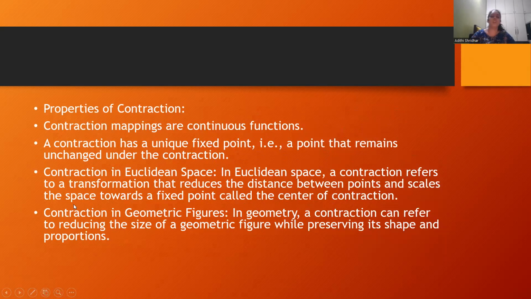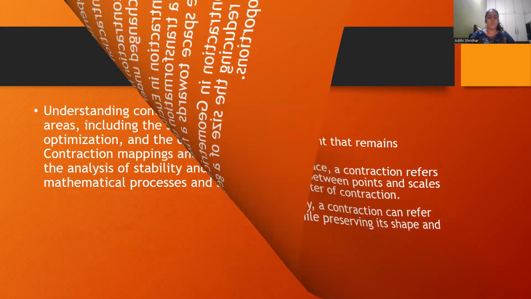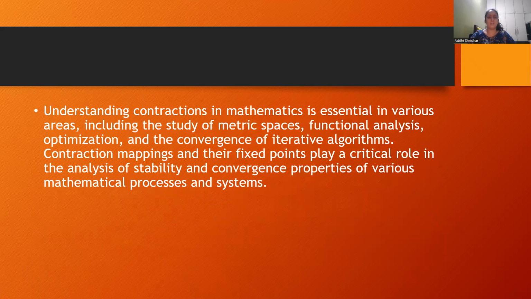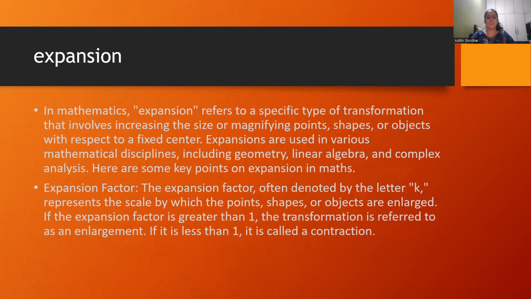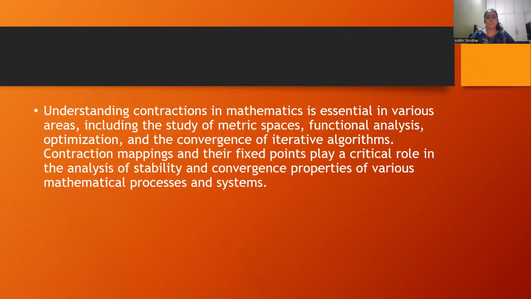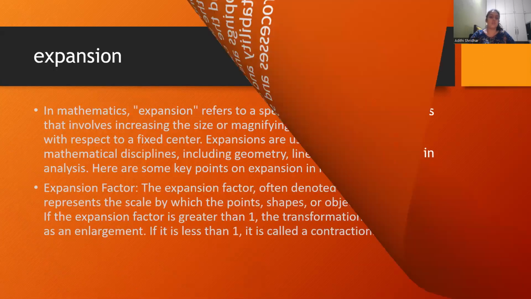Contraction in geometric figures. In geometry, a contraction can refer to reducing the size of a geometric figure while preserving its shape and proportions. Understanding contractions in mathematics is essential in various areas, including the study of metric spaces, functional analysis, optimization, and the convergence of iterative algorithms. Contraction mappings and their fixed points play a critical role in the analysis of stability and convergence properties of various mathematical processes and systems.